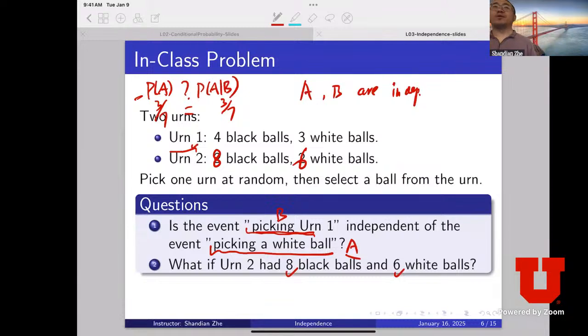Then we could think about why, logically, A and B are independent of each other. One thing you can think about is that the ratio between black balls and white balls in N1, N2 now are the same. Like 8 over 6 is the same as 4 over 3. So actually there's no difference between selecting from N1 and getting a white ball, or selecting from N2 and getting a white ball. From a calculation, you won't be able to differentiate these two events. That's why A and B are independent of each other.